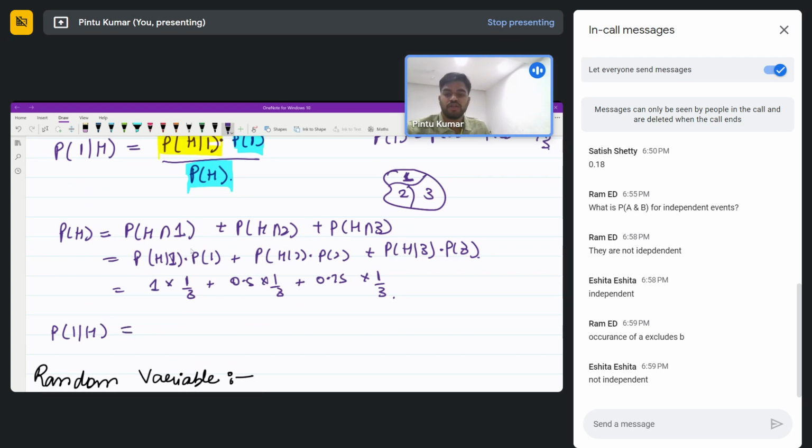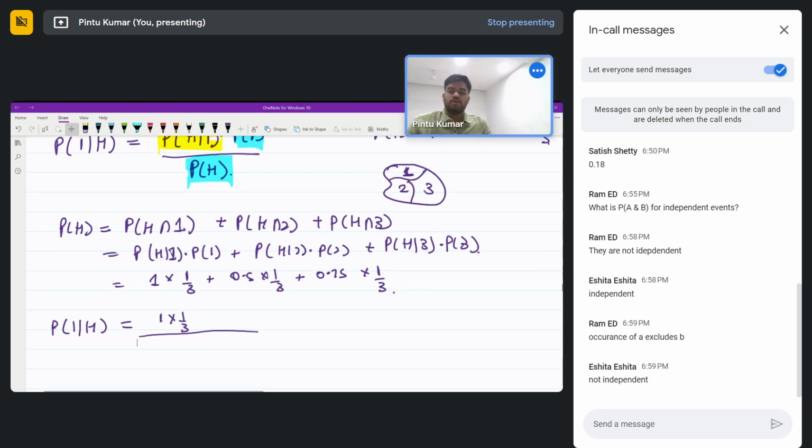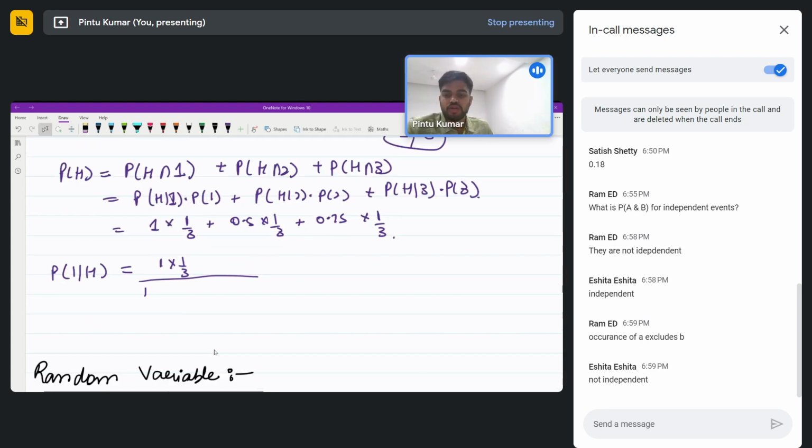So again, this is H given 1 is 1 into 1 by 3, right, divided by this complete thing that we had. So this is 1 into 1 by 3 plus half into 1 by 3, plus 0.75, which is 3 by 4, into 1 by 3. So we have a lot of 1 by 3s here, so we can take it common and cancel it out. So we'll be left with 1 by 2 plus 3 by 4.